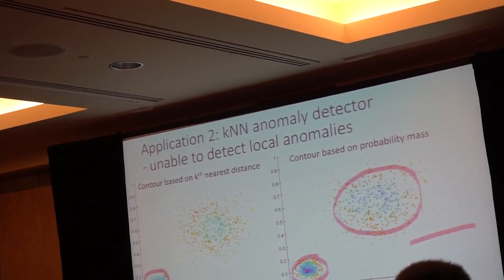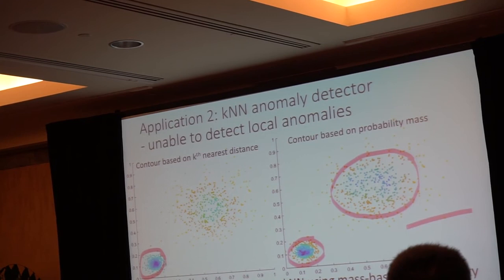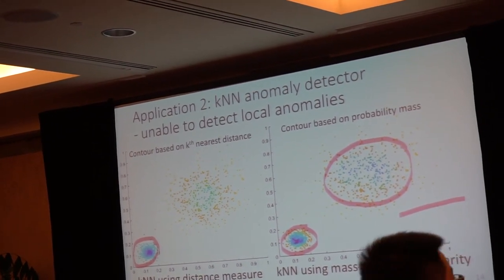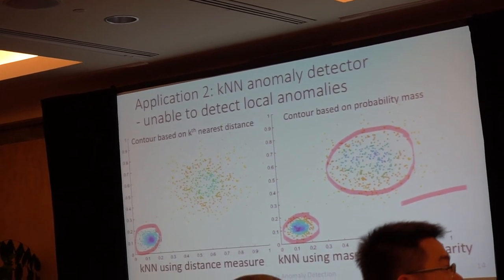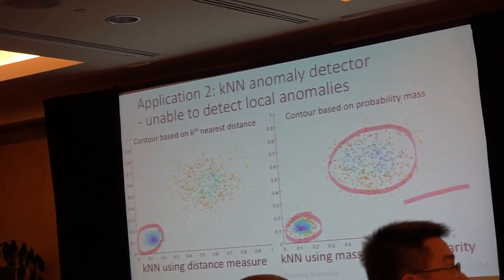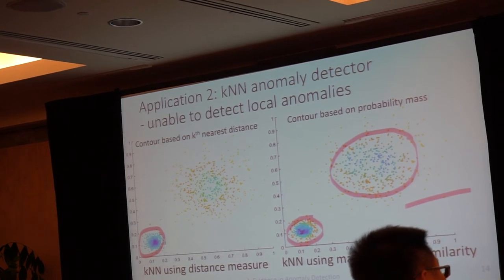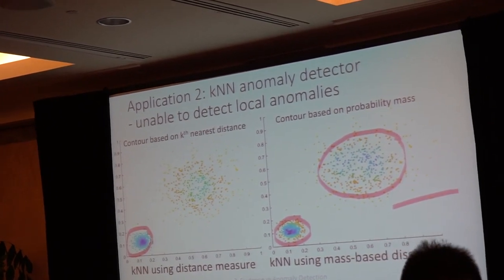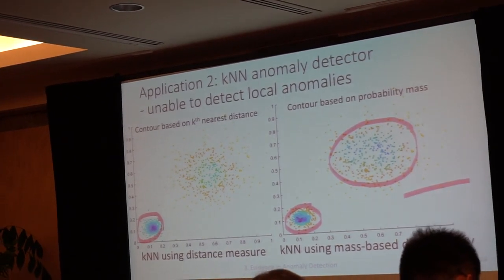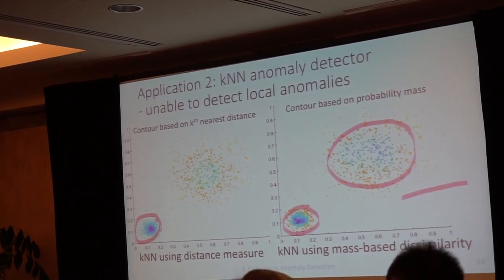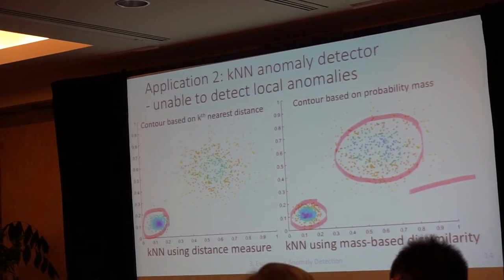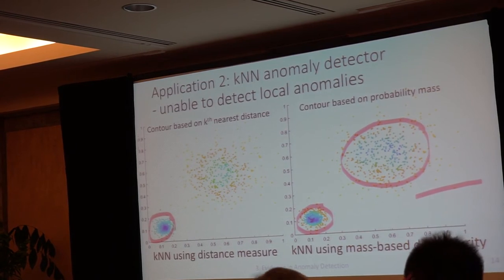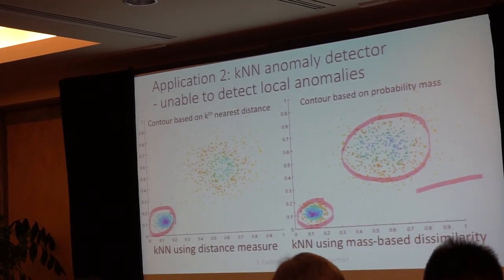So in other words, if you are interested not only in the global anomalies but also in the local anomalies in the dense clusters, then you will be able to find them by simply changing the distance measure to the data-dependent measure. Are you more likely to find a higher number of anomalies using the mass-based dissimilarity method? Yeah, in this case, you will be able to find those local anomalies. So whatever measure you use, be it AUC or precision, you will get higher values.